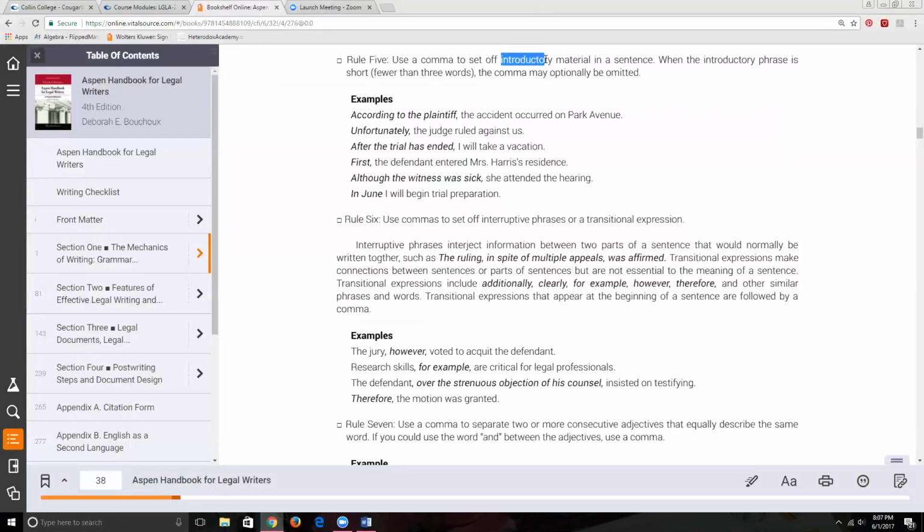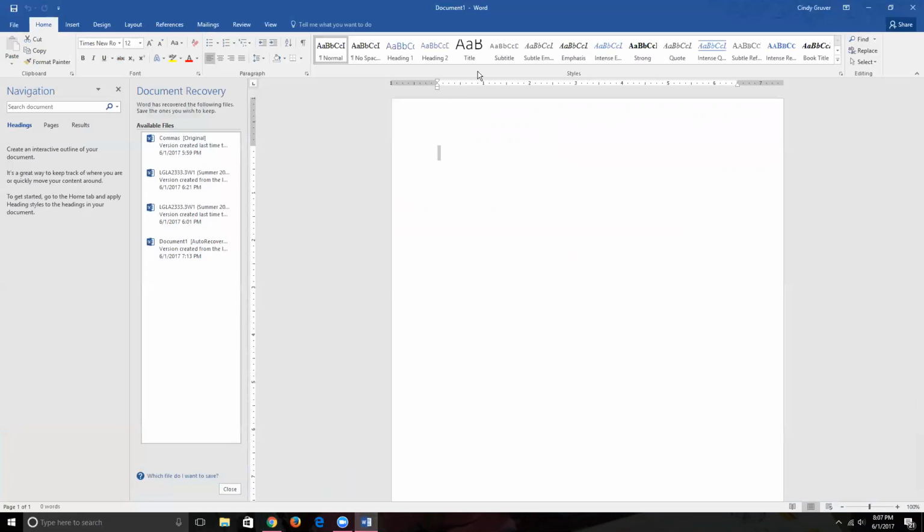We have the word introductory. So this is something that happens before the main clause. Let's talk a little bit about the 2 parts. So we have what we'll call introductory material. Then we're going to put a comma, and then we're going to have an independent clause.